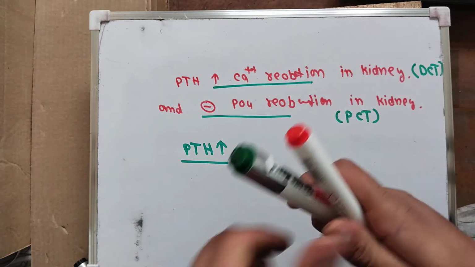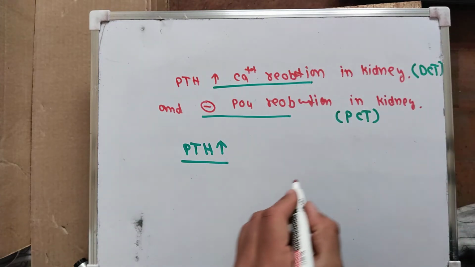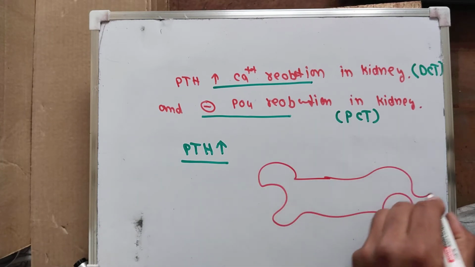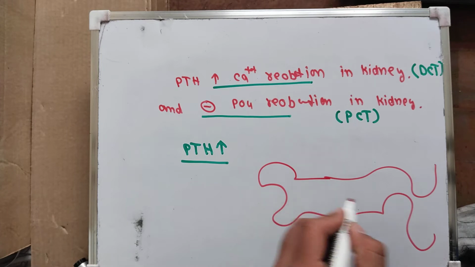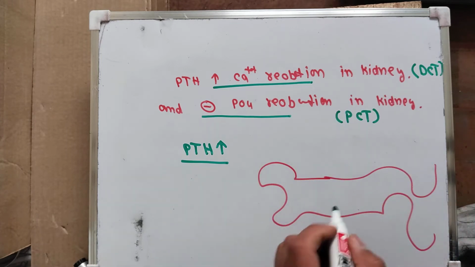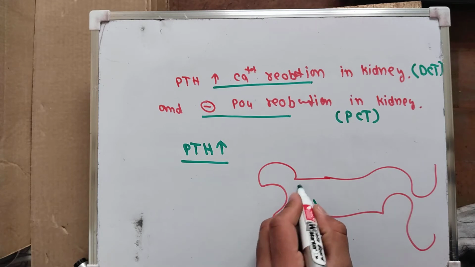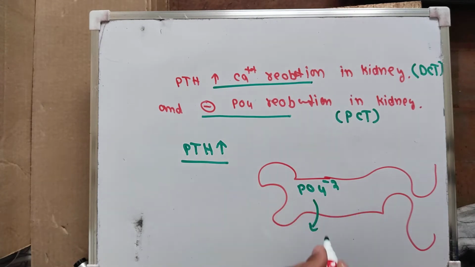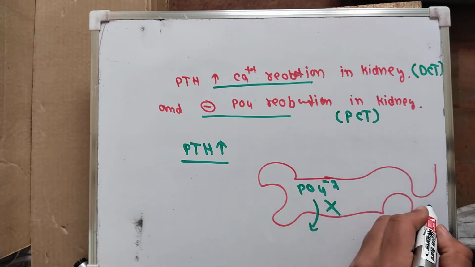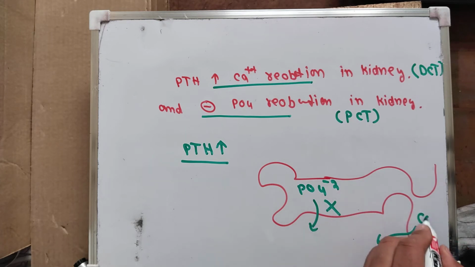So what actually happens? I am drawing a simple diagram here. For example, this is the nephron, this is the proximal convoluted tubule, and this is the distal convoluted tubule. So phosphate will not be reabsorbed. It will remain in the urine, but calcium ion will be reabsorbed and it will remain in the blood.